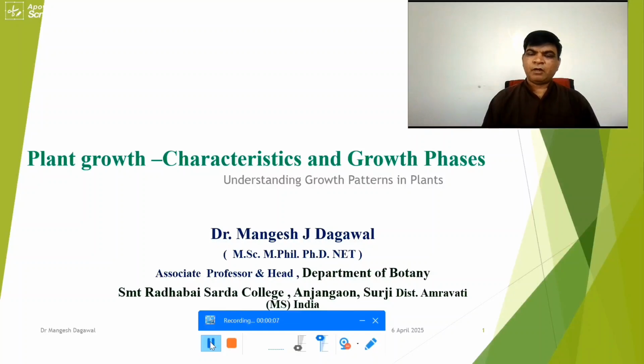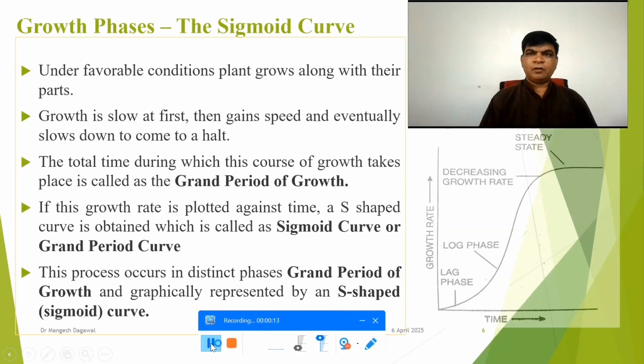What are the growth phases which occur during the growth of the plants? Under a favorable condition, plants grow along with their parts. Whenever there is a favorable condition, जब भी favorable condition होती है, all the environmental factors are favorable, the plant grows better along with its plant parts. Whenever growth occurs in the plant, initially growth is slow at first, then gains its speed, there is again an increase in the growth, then eventually this slows down and comes to a halt.